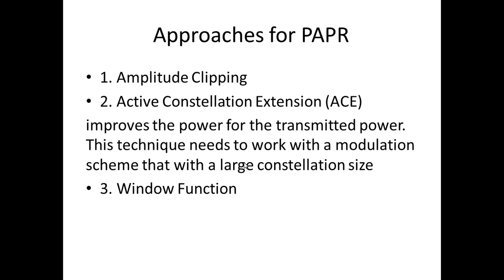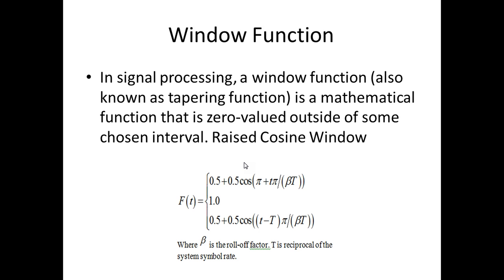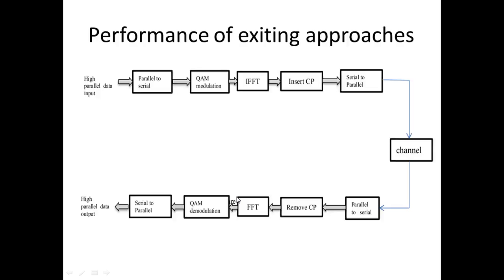And the last one is the window function. This is the method I used in my project. A window function is a mathematical function that is zero-valued outside some chosen interval, and the raised cosine window is one of the window functions. I will use this one in my project.